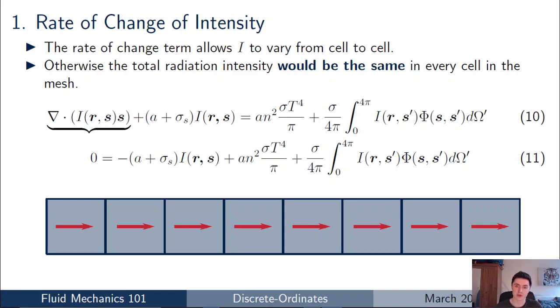And that situation would result in the picture, which you can see there at the bottom of the slide. Looking at every cell in the mesh, the total radiation intensity would just be the same. And clearly this is not physical. We need the radiation intensity to vary, because as we move away from the hot surfaces, we expect the radiation intensity to reduce. So this is why we need that rate of change of intensity term, which we can see on the left-hand side.